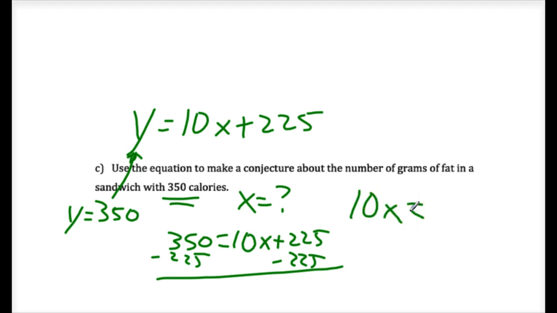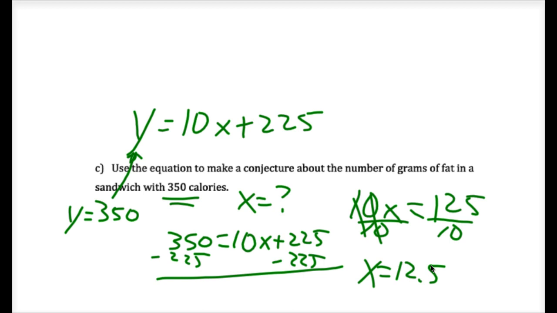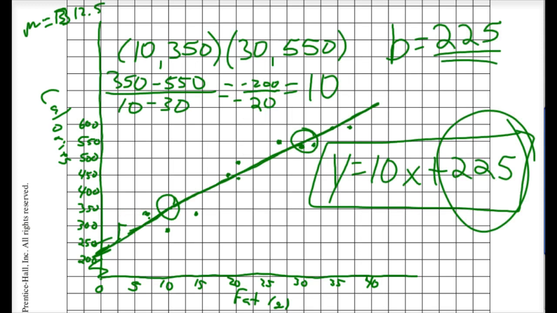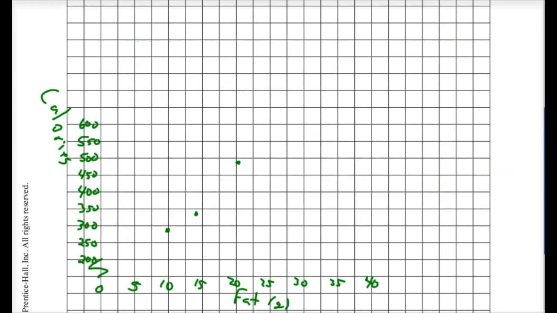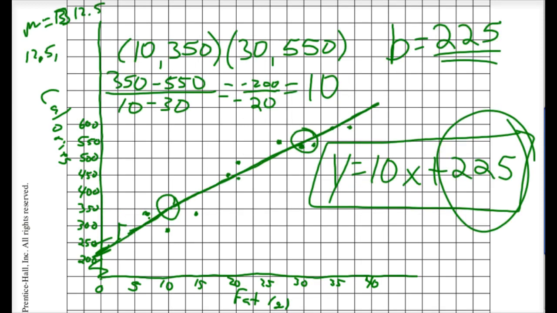10x equals 125. I can divide by 10 in my head, move my decimal one time: 12.5. 12.5 grams of fat. Now, look back at your graph. Was it 12.5 comma 350 or 250? What was the y value? 350. Look at 12.5. 350 was real close. What kind of checks out?